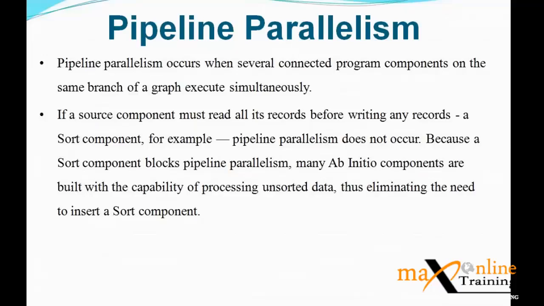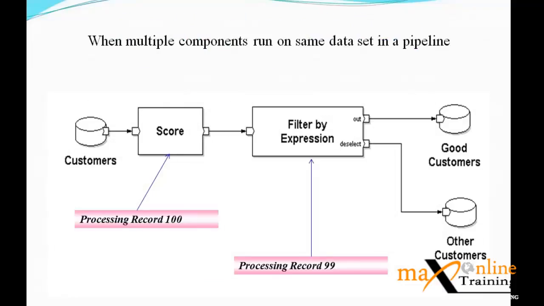The next one we have is pipeline parallelism. Pipeline parallelism occurs when several connected program components on the same branch of a graph execute simultaneously. This is where every component in a single line executes simultaneously. Let's see that with an example. We have a single branch with a customer's file, a reformat component, a filter by expression component, and then two output files. When multiple components run on the same data in a pipeline, pipeline parallelism will happen.